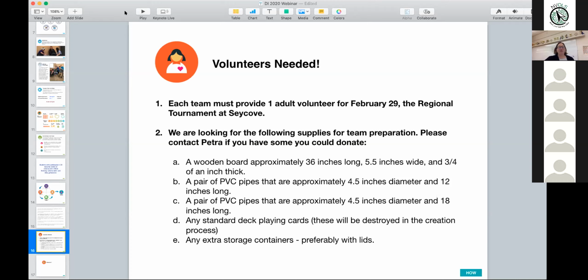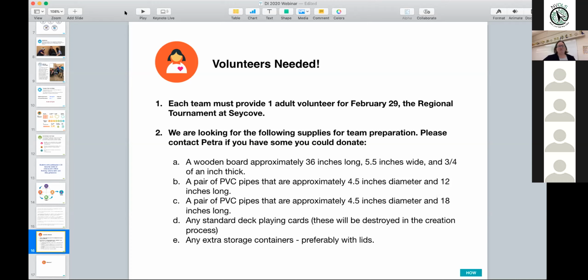The other thing is we're looking for a couple of specific supplies that I'll hopefully get Brian to put out in the email that sound very strange and bizarre. We need a wooden board that is exactly that long, or approximately that long and wide and thick. We need a couple of pairs of PVC piping.